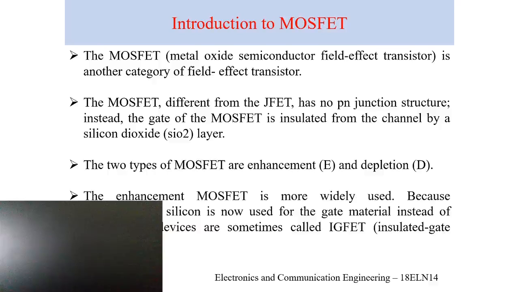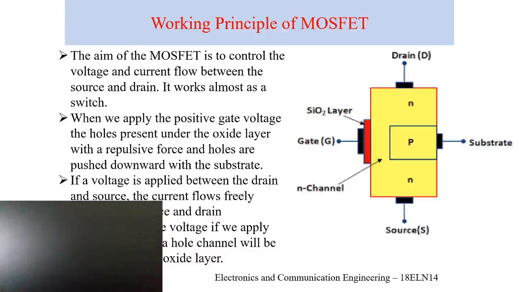Here, why it is widely used is because polycrystalline silicon is now used as a gate material instead of a metal. These devices are sometimes called insulated gate FET or IGFET. Just knowing this, the introduction of a MOSFET, we will go directly into the working principle of a MOSFET.